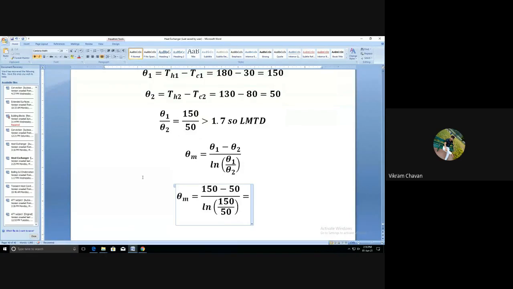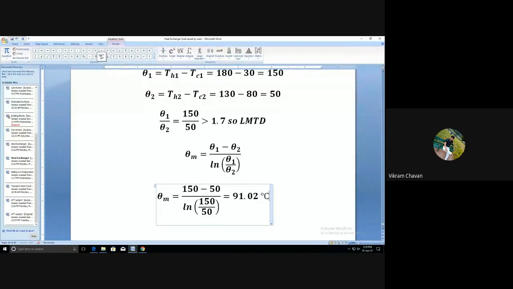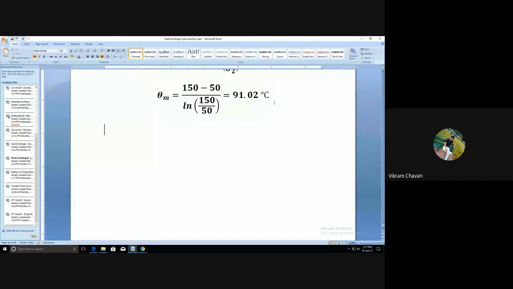I'm getting 91.02. Yes, that is the answer I am getting. 91.02, and its unit is degree Celsius, because it is a temperature. Now, what is the second question? For the same heat transfer that we got in the counter flow heat exchanger, for the same temperature condition, how much area is required for the parallel flow to transfer the same amount of heat?